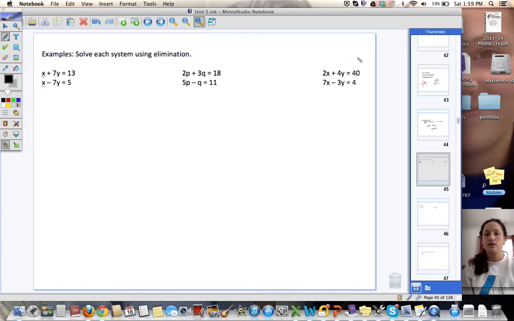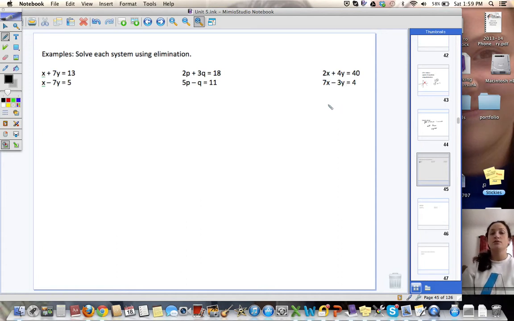Okay, so here's the hardest kind of problem. Again, nothing matches up to subtract. There is no single variable by itself. They all have a coefficient. This is a 2, that is a 4, that's 7, that's a 3.